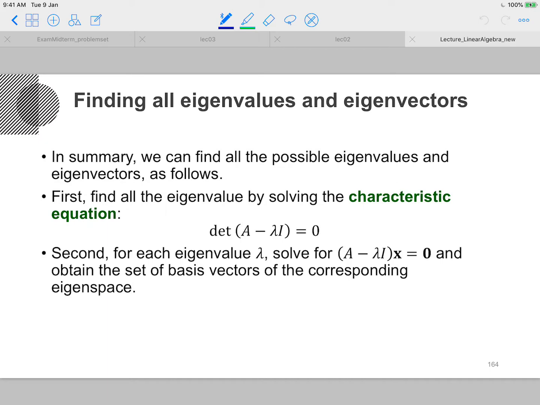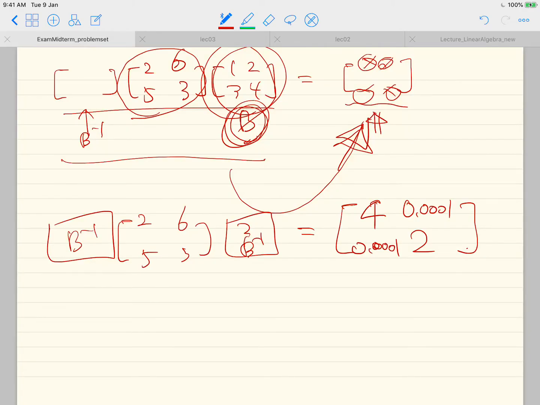But what if our matrix is really big, like 100 by 100 or even bigger? Then it will be a degree 100 polynomial, right? So it will be really difficult to solve this 100th order polynomial equation. In that case, we cannot easily solve for such high order polynomial equations, so we don't take that approach. Instead, we follow some other approach, which I just described.